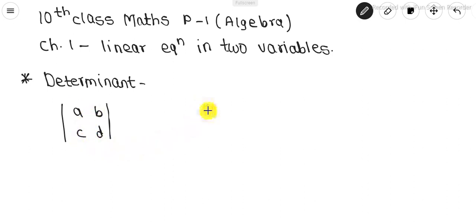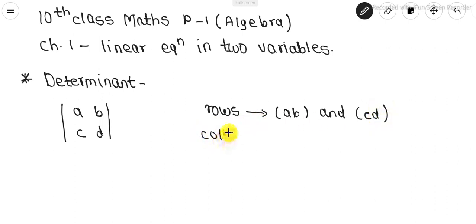Now here we write rows. Which ones are rows? A, B and C, D are the rows. Now in this determinant columns are A, C and B, D. Now these are the rows and columns given in the determinant.